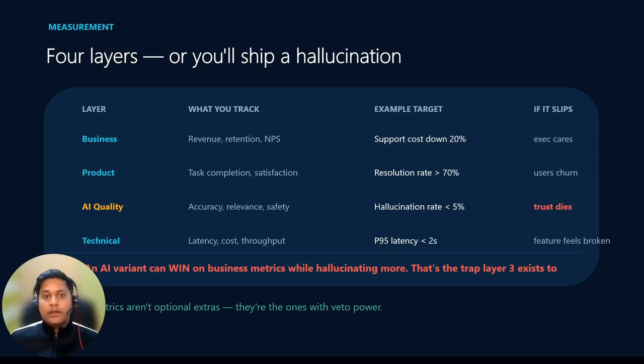So now the red line, because this is the single most important sentence in this episode. An AI variant can win on your business metrics while hallucinating more. Okay, so let that sit for a second. Engagement is up, so your primary metric says ship it, but your hallucination rate quietly went from 3% to 8%, and you didn't measure that.